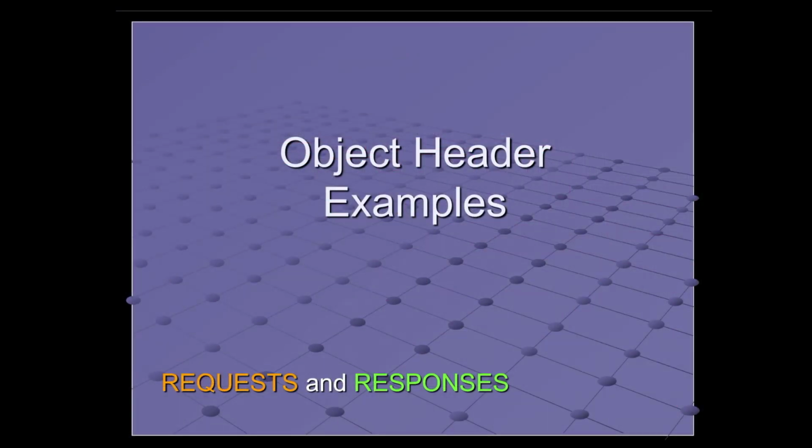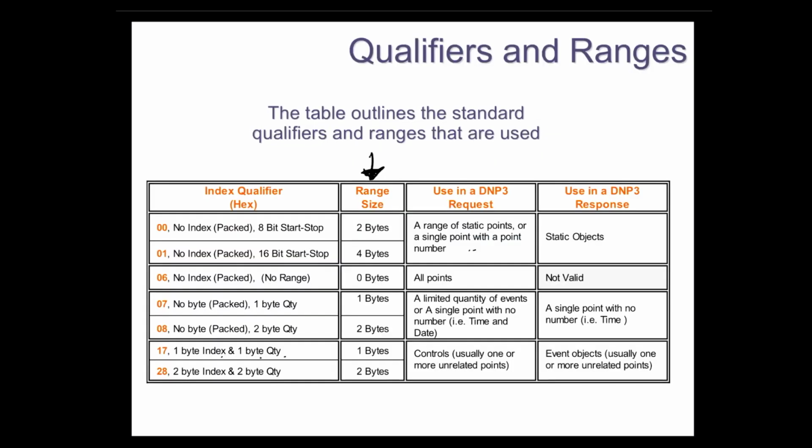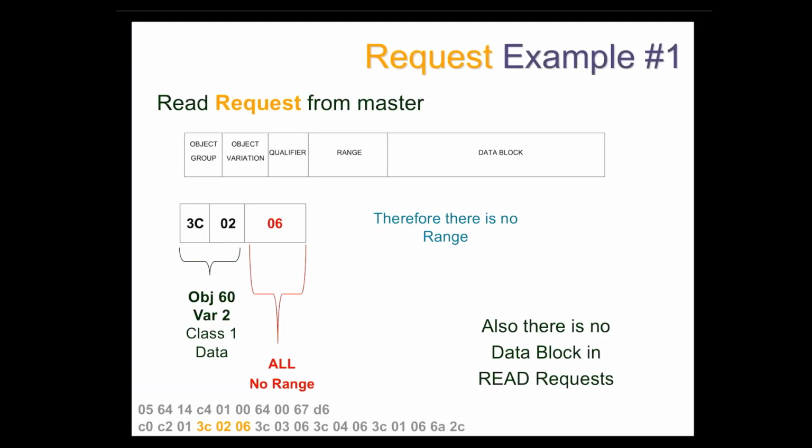So here we are at object header examples. And on your breakout sheet, you'll find this table. And so you probably want to be looking at this table from time to time as we look through these examples. Okay. So the first example we're looking at is from a request.